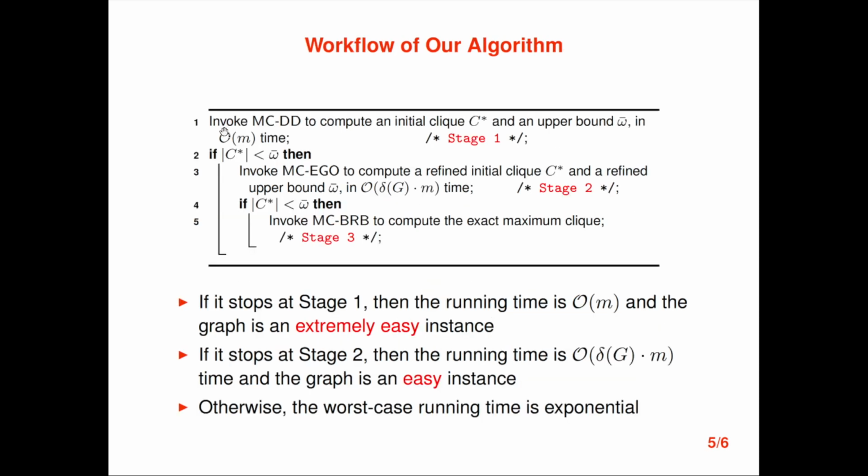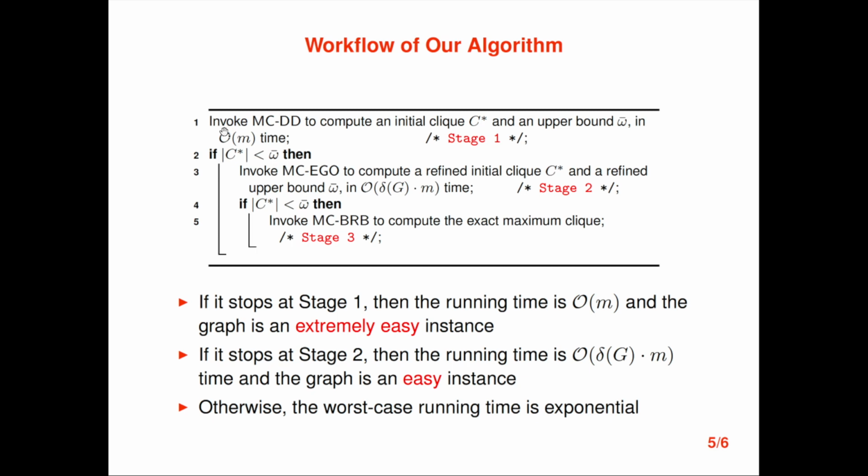This is the workflow of our algorithm. We first invoke MCDD to compute an initial clique and an upper bound. If the initial clique size equals the upper bound, then it stops at stage 1. The running time is O(m) and the graph is an extremely easy instance.